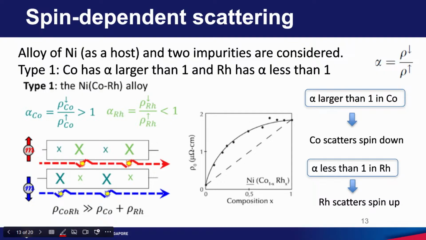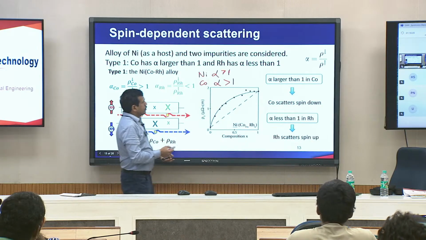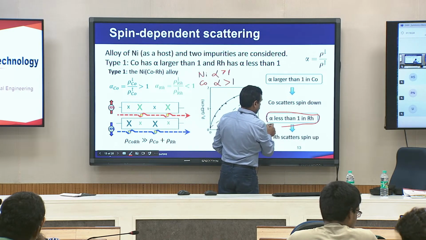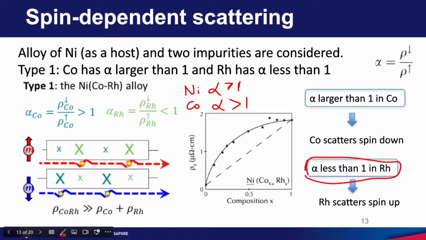Okay, so, nickel is ferromagnet. So, we know that nickel has alpha larger than 1. Cobalt is ferromagnetic material with alpha greater than 1. Okay. But in this case, they are replacing cobalt with rhodium. So, rhodium has alpha less than 1. Okay.